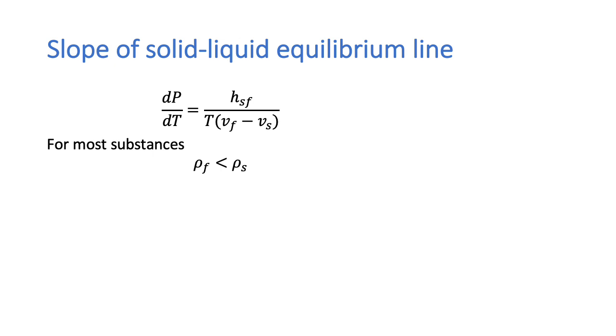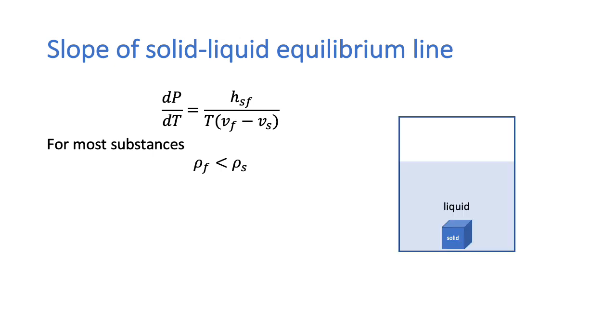Now, for most substances, the density of the liquid, ρf, is less than the density of the solid, ρs. So if you put a solid inside its own liquid, it'll sink to the bottom. Now, the specific volume is equal to 1 upon ρ, which means that Vf would be greater than Vs, in which case Vf minus Vs is greater than 0.